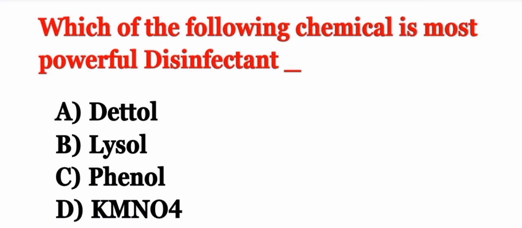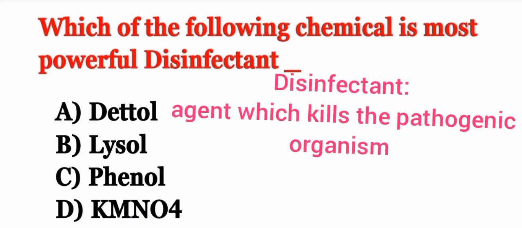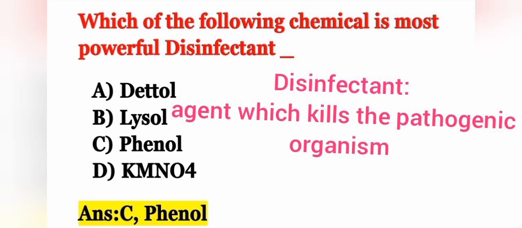First question, which of the following chemicals is the most powerful disinfectant? Option A Dettol, option B Lysol, option C Phenol, option D KMnO4. Which is the most powerful disinfectant? Answer is option C Phenol. Phenol is the most powerful disinfectant. A disinfectant means an agent which kills pathogenic organisms.